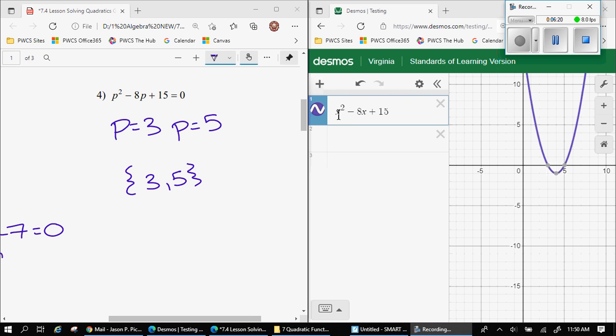So if you used x instead of p, that'll help you graph this, and you can go and see that it crosses at 3, 0 and 5, 0. So your solutions are 3 and 5. And then of course, if they were p in here, we want to say p equals, not x equals.